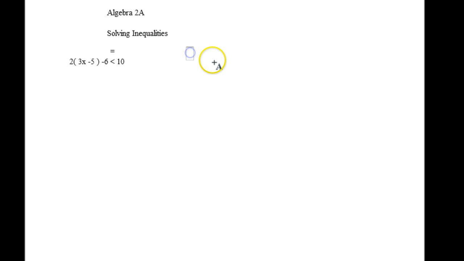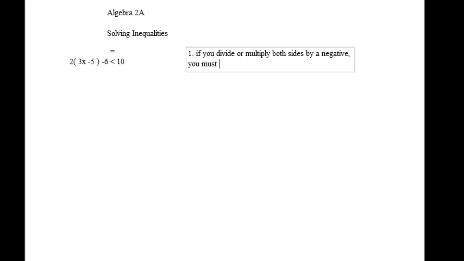Guys, the only new rule is, and this is just for inequalities, if you divide or multiply both sides by a negative, you must flip the direction of the inequality. Okay, so you must flip the direction of the inequality.